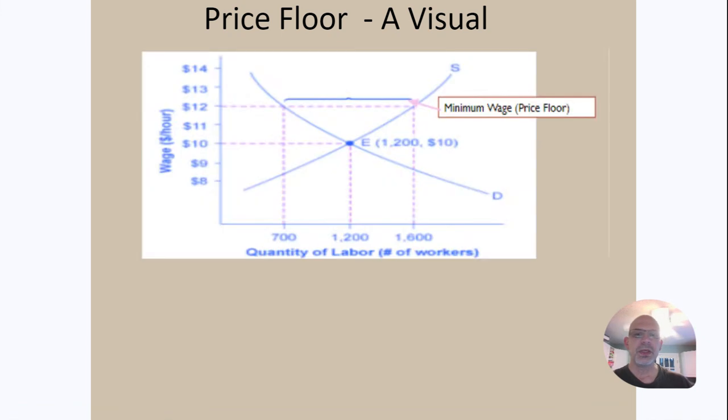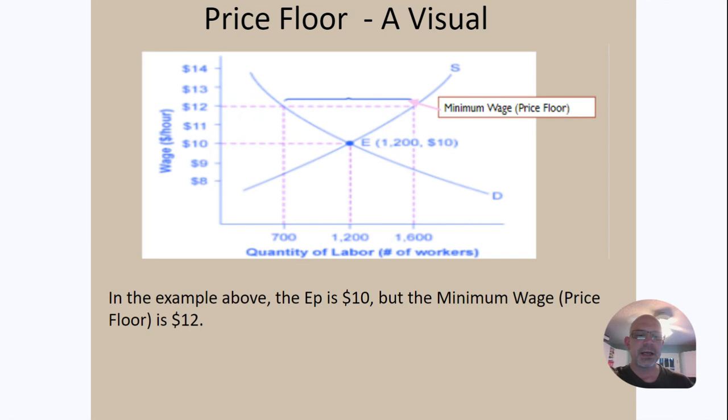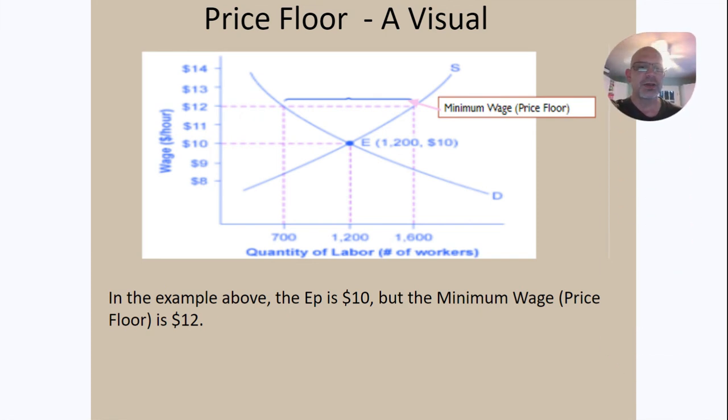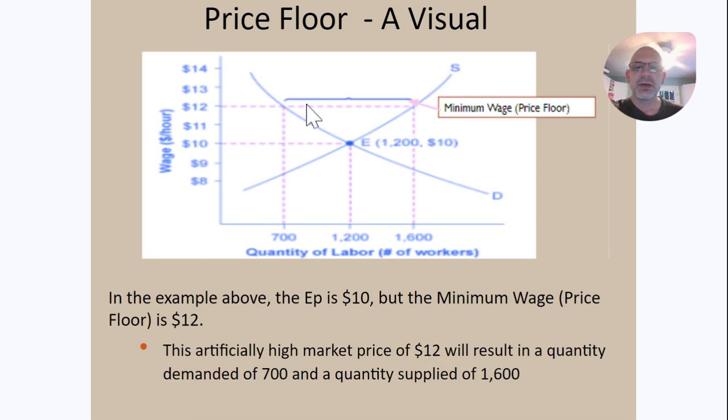So now, using that same graph here, it's a matter of recognizing, and we'll be asked this, how much of the surplus exists. Remember that we are focusing on $12 as the minimum wage, not the equilibrium wage of 10. So we only focus on the quantity demanded and quantity supplied at $12, the price floor price. As I showed you in the last slide, at $12, the quantity demanded is 700, quantity supplied is 1,600.